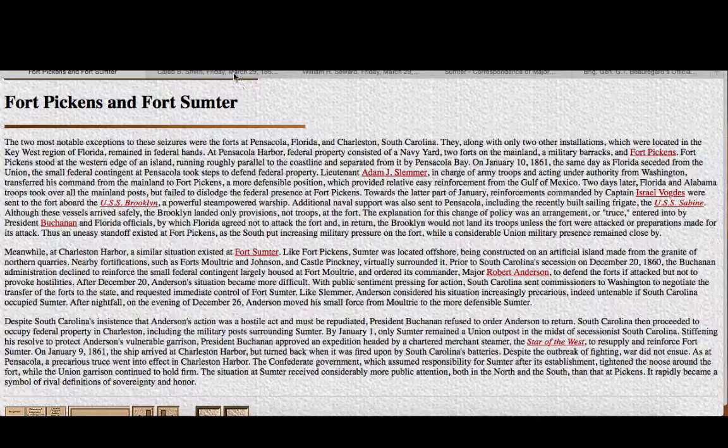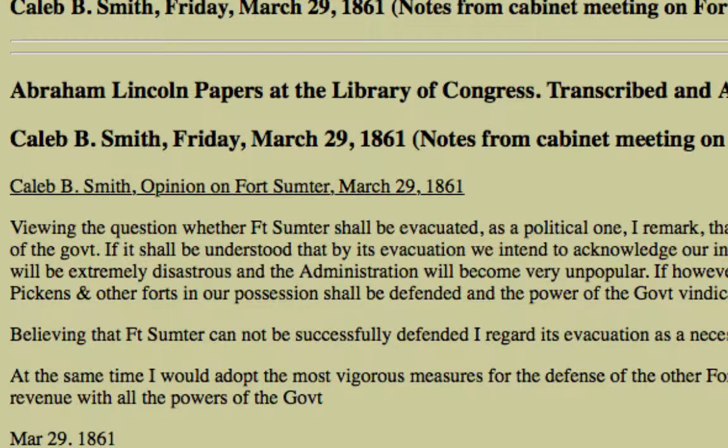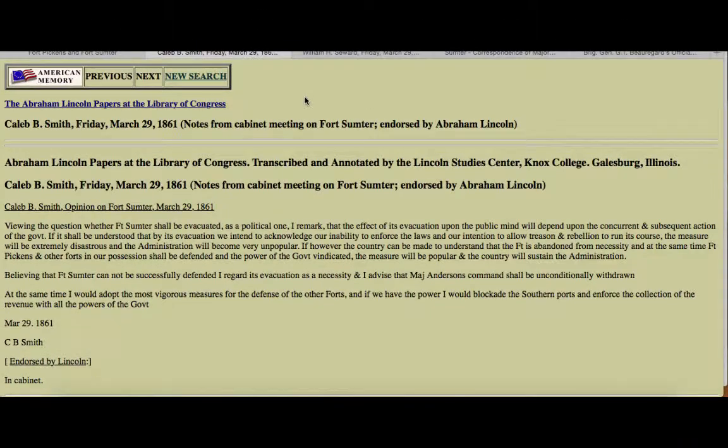So, it's interesting that you can have your students read some of the debates. Here is the record of what Caleb Smith, one of the members of Lincoln's cabinet, said about it. And so here's his statement. And so you can have students read that.